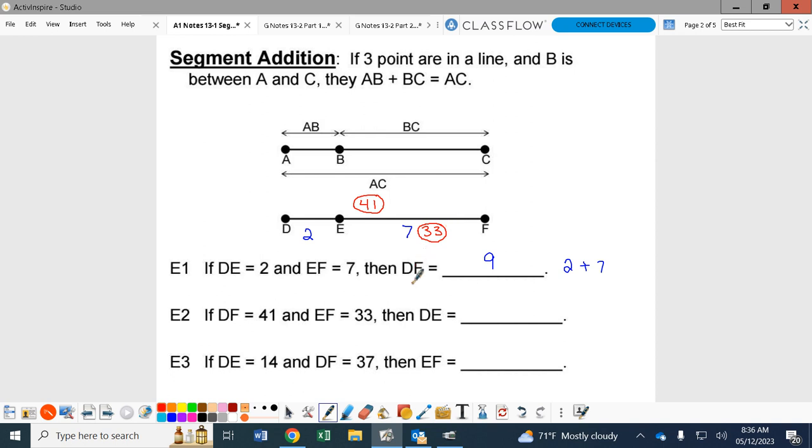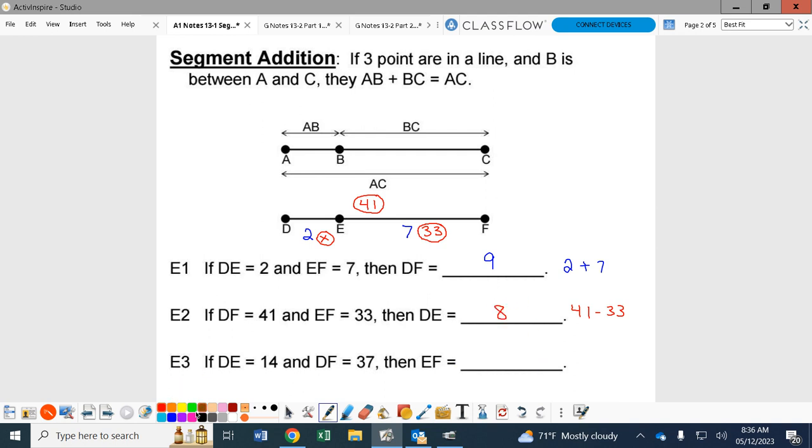So if I've got 41 for this whole thing and this part of it is 33, how would I find out what's over here in this unknown part on this side? Subtract. So it's going to be 41 minus the 33. What's that leave us for DE? 8. There you go.